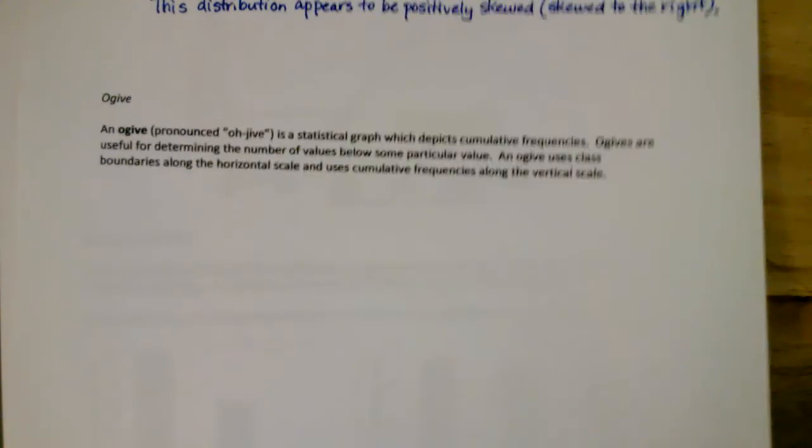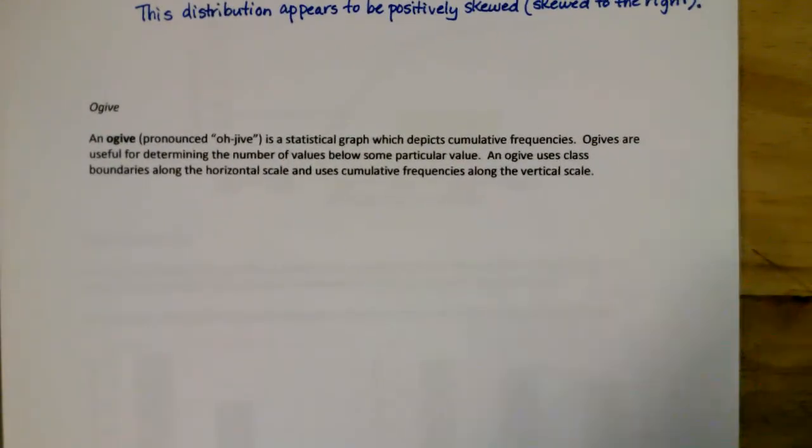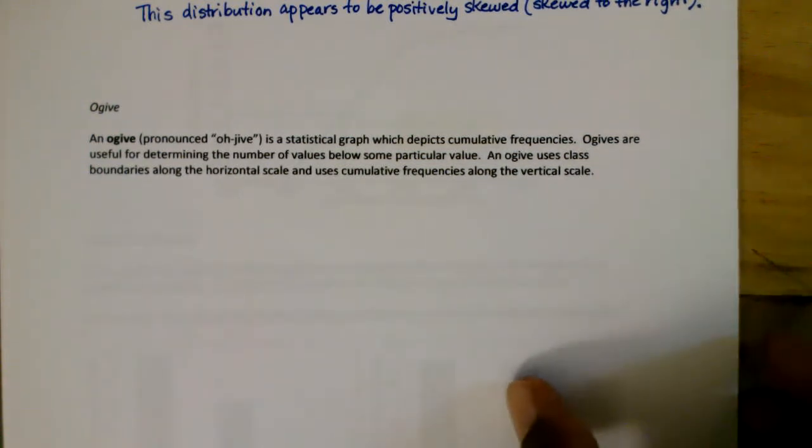Okay. Another type of graph that we can look at is an ogive. We'll just talk about this one. We won't do an ogive here. Okay, it is a statistical graph which depicts cumulative frequencies. Ogives are used for determining the number of values below some particular value. An ogive uses class boundaries along the horizontal scale and uses cumulative frequencies along the vertical scale.